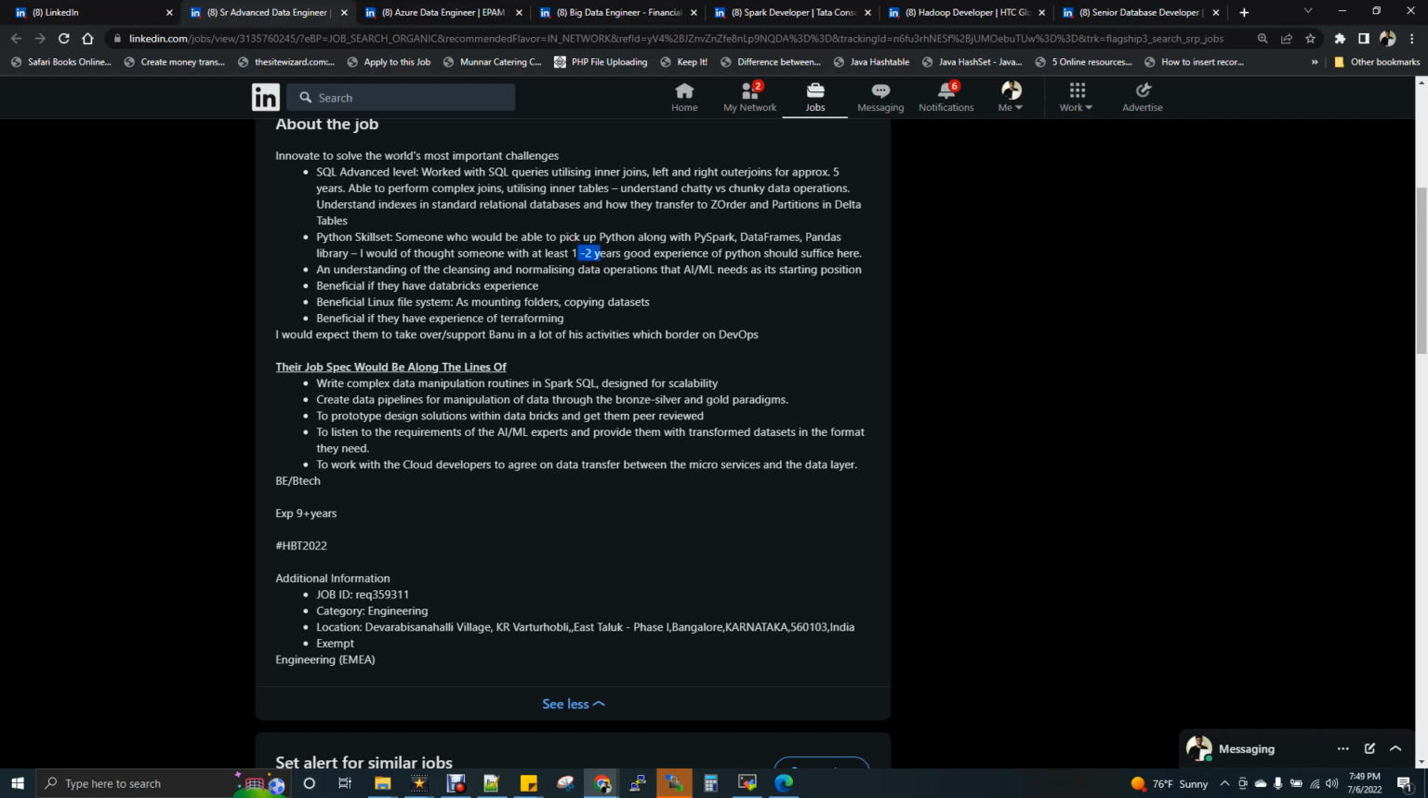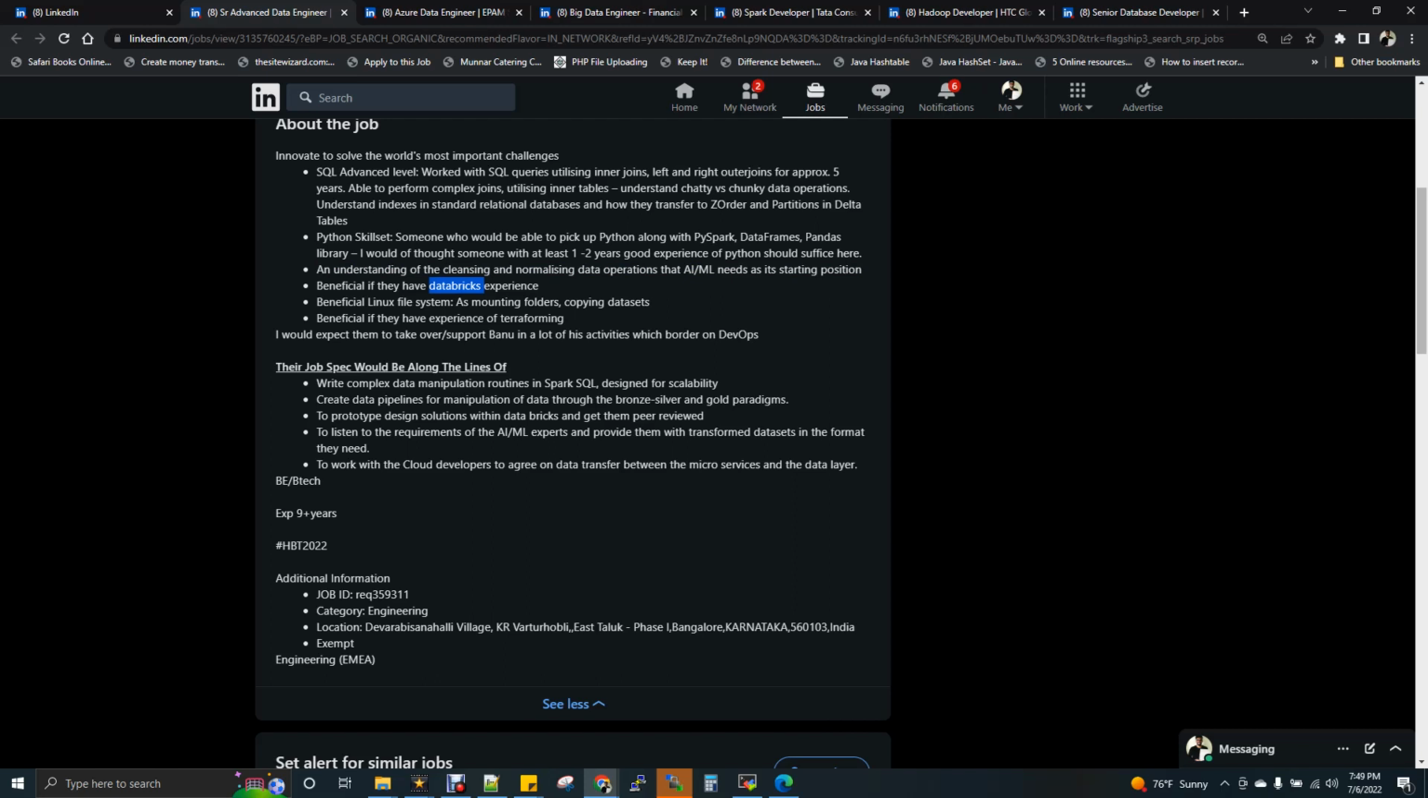And then Databricks experience. Okay, I missed the third point: understanding of cleansing and normalizing data operations that AI and ML need, as it's a starting position. This is also highly optional, from my experience. It is beneficial if they have Databricks experience. The statement itself says that it is optional. Databricks is one of the big data service providers like Cloudera and Hortonworks. Databricks is also a leading vendor, so knowing Databricks is just optional.